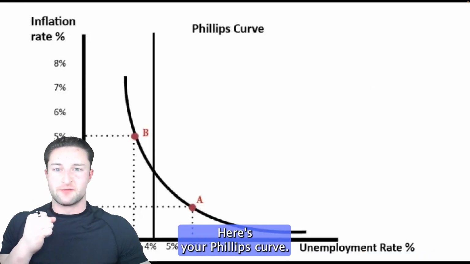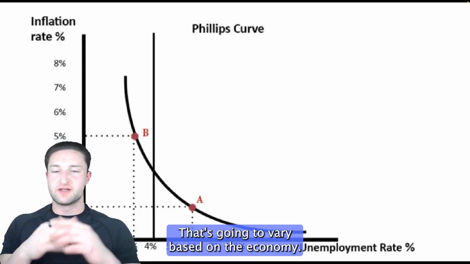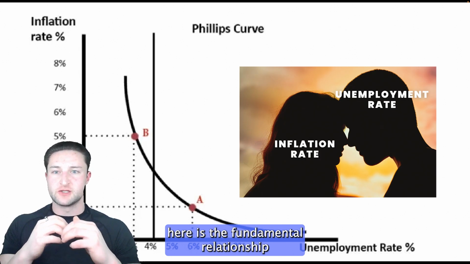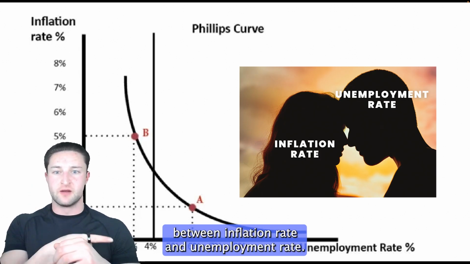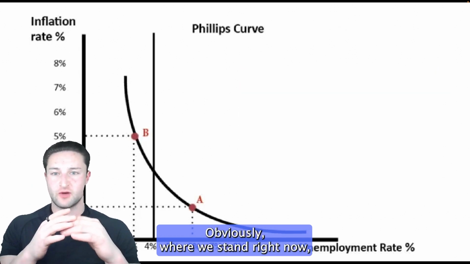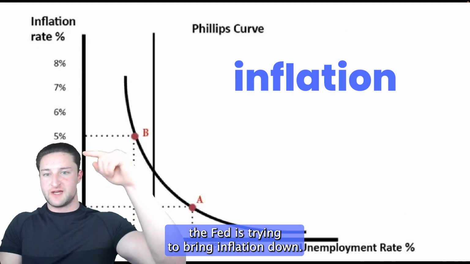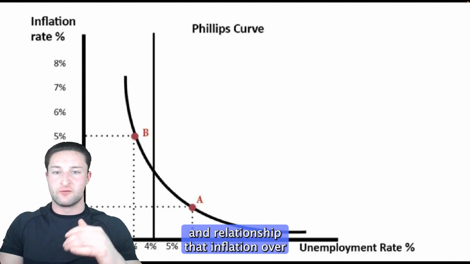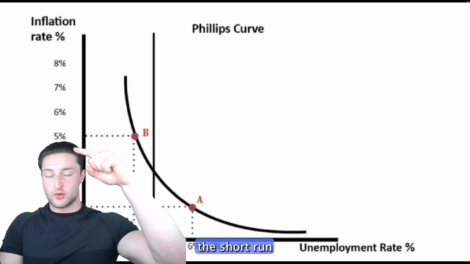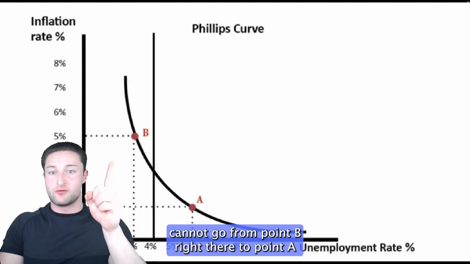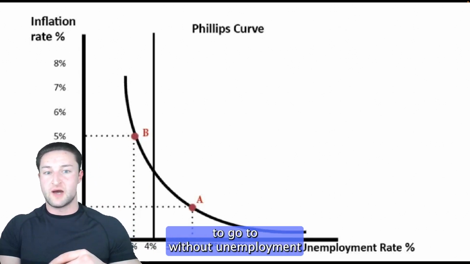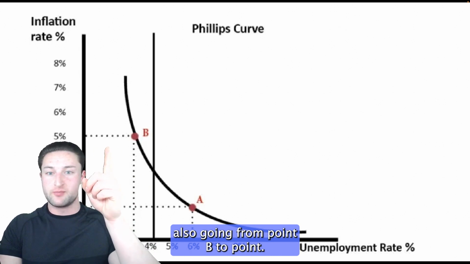Here's your Phillips curve. The numbers themselves aren't actually important. That's going to vary based on the economy. What's important here is the fundamental relationship between inflation rate and unemployment rate. Obviously, where we stand right now, the Fed is trying to bring inflation down. What this curve shows is the understanding and relationship that inflation over the short run cannot go from point B right there to point A right there, which is where the Fed wants it to go to, without unemployment also going from point B to point A.